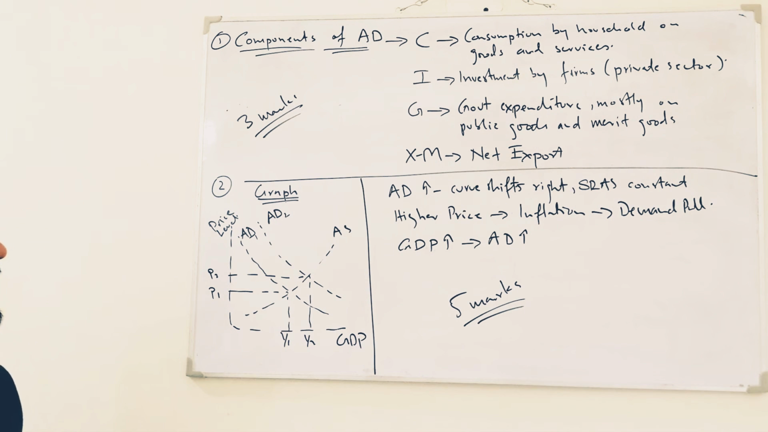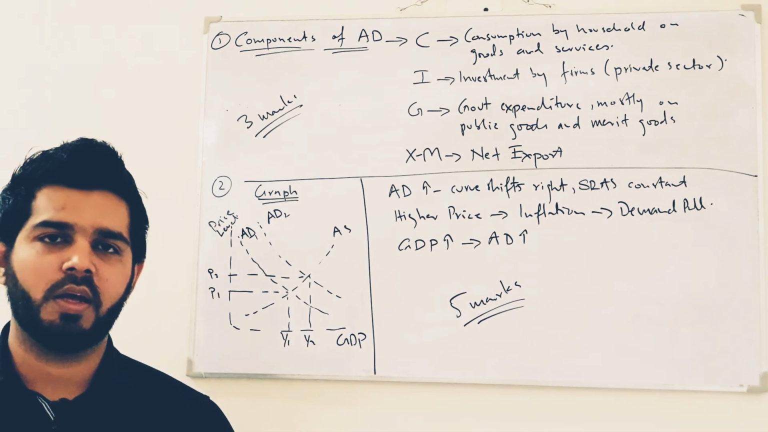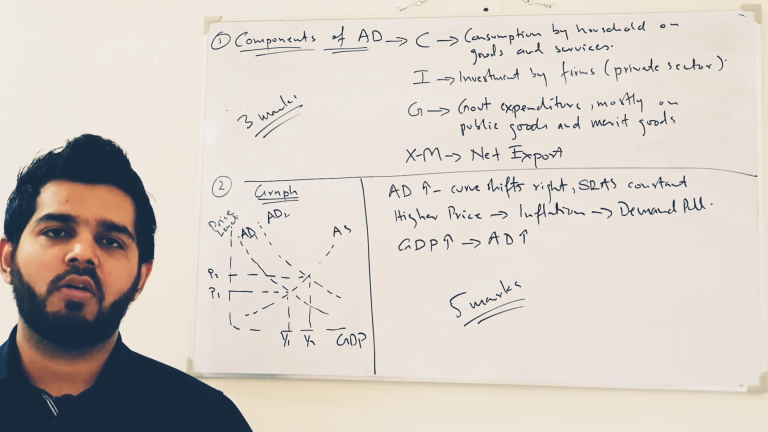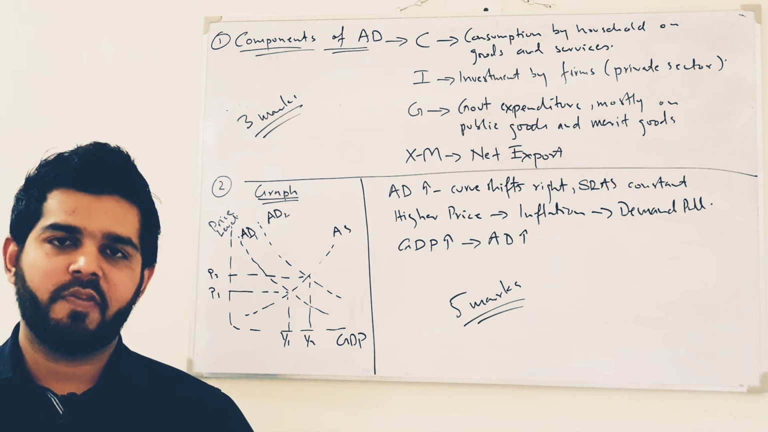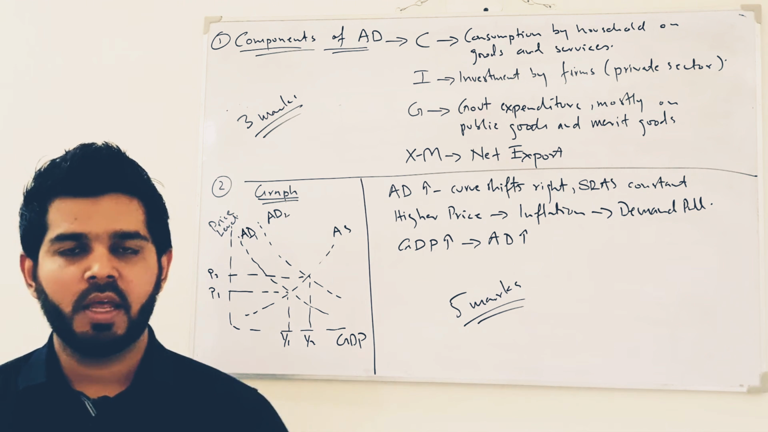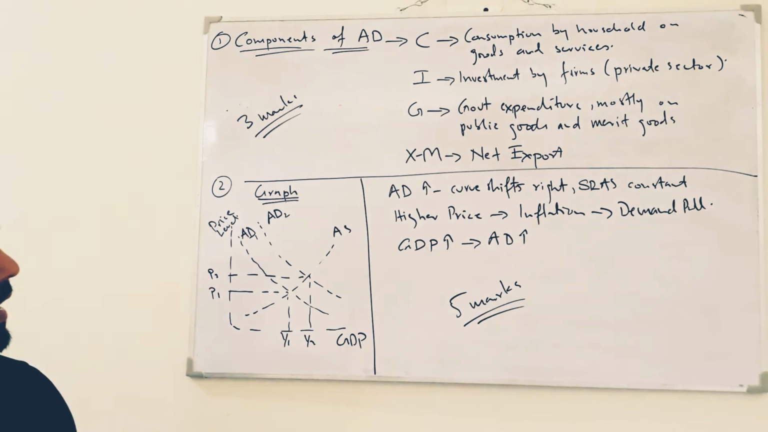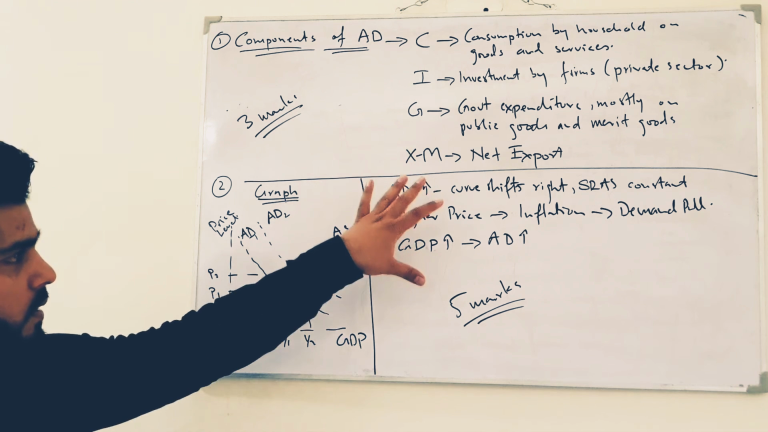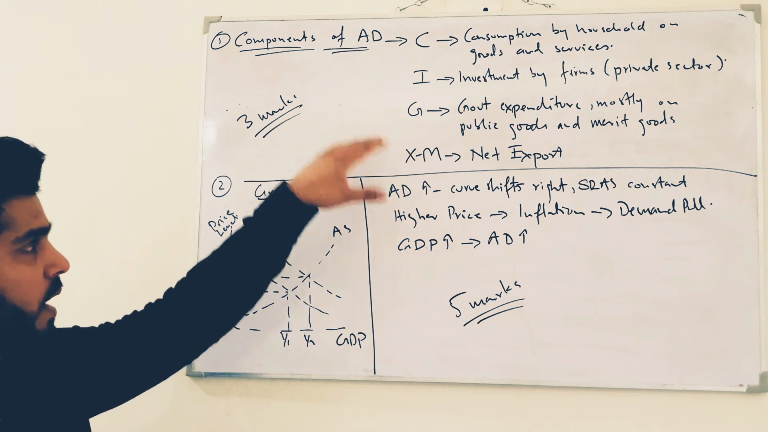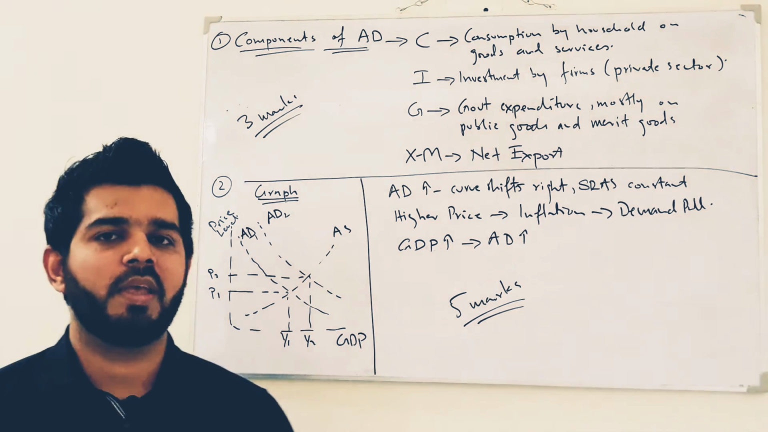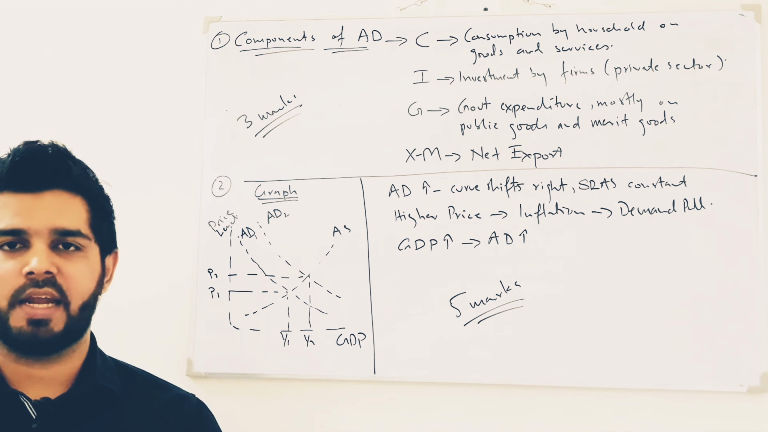So what is aggregate demand? Aggregate demand is basically the total effective demand of the entire economy, or of the economy as a whole. That is the one-liner definition. Now let's talk about the components of aggregate demand. There are basically 5 components, where the fourth and the fifth are written combined, which include C, I, G, X, and M.